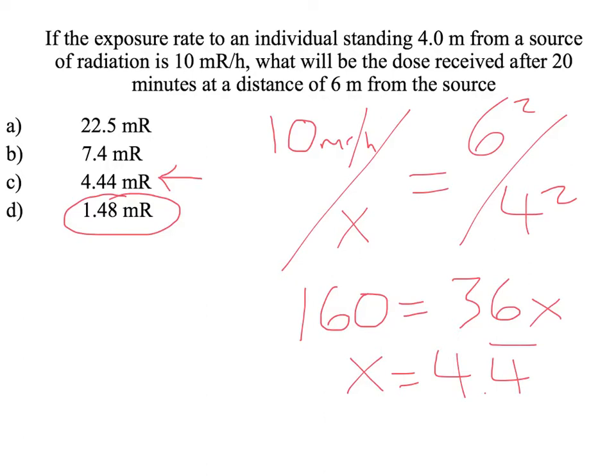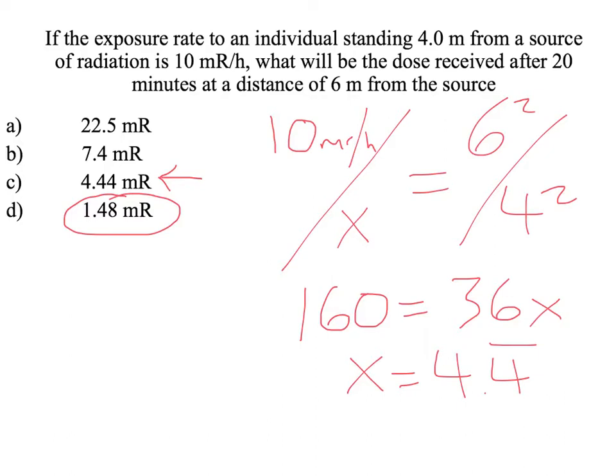Wouldn't it also be easier to just convert it to milliroentgens per minute, so you don't have to worry about that? Yeah, you can work it that way as well. You could convert it to milliroentgens per minute. I just feel like I would forget that. That is another workaround.